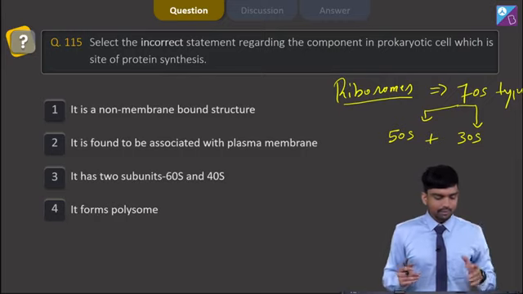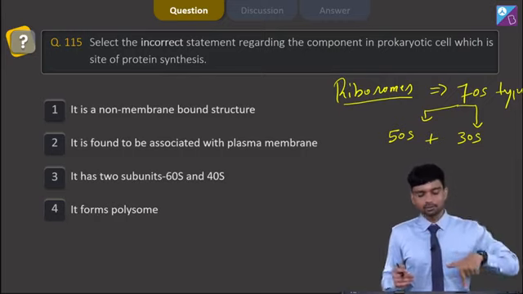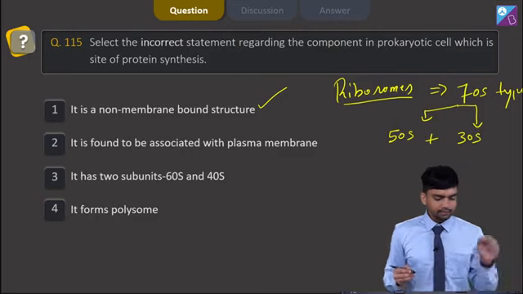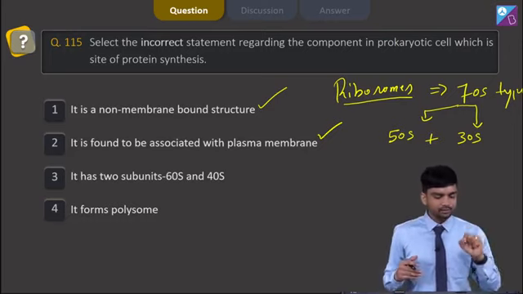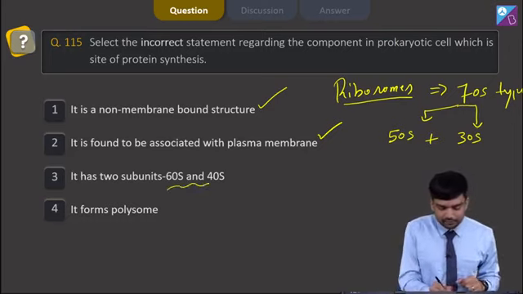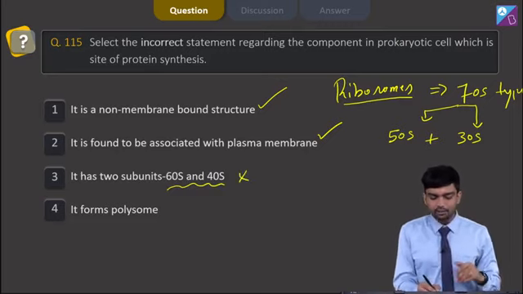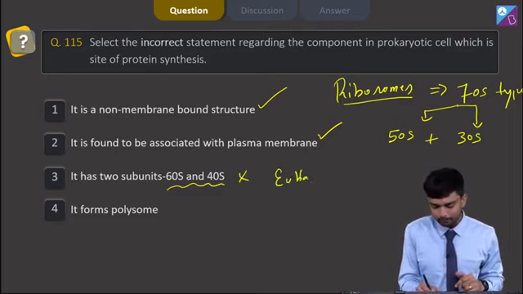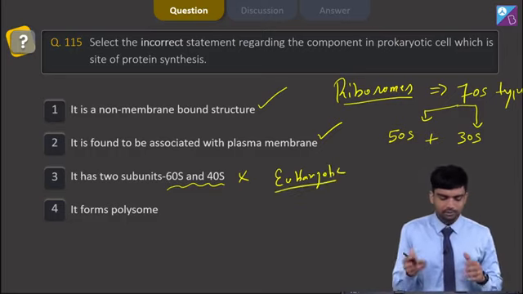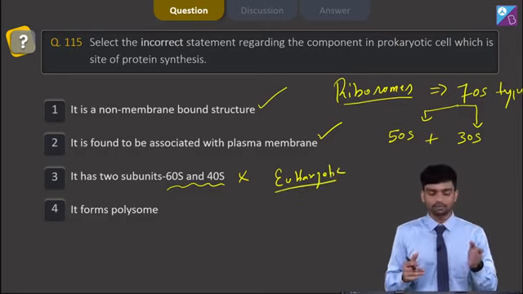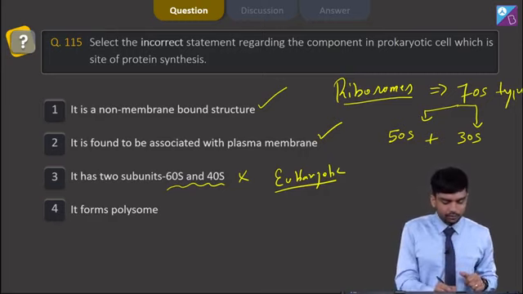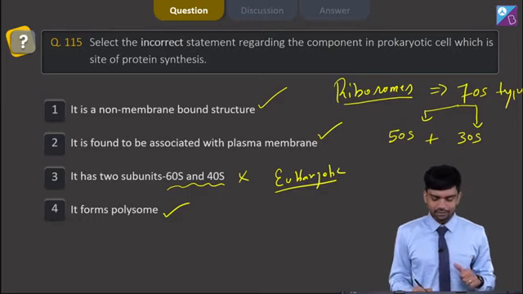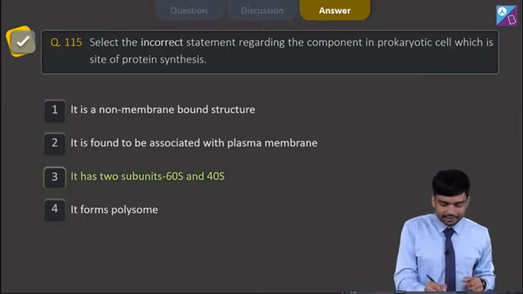Now understand the first option, which says it is a non-membrane bound structure: ribosome, yes. It is found to be associated with the plasma membrane, yes. In a prokaryotic cell, indeed it is a correct option. The third option says it has two subunits, 60S and 40S, which is wrong because that is the eukaryotic type of ribosome. The 60S and 40S type is found in eukaryotic organisms. So this is the wrong option here, and it forms polysome, which is indeed correct. So we had to pick which is incorrect, and we have option number 3 as the right answer.